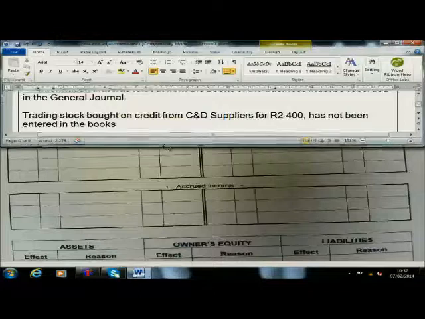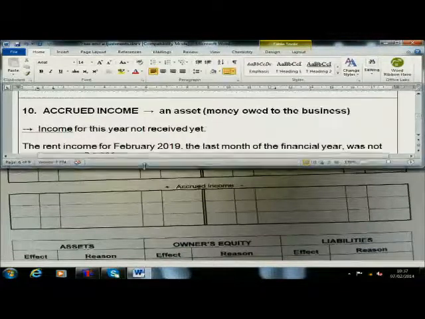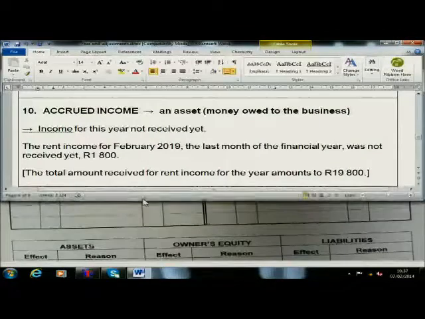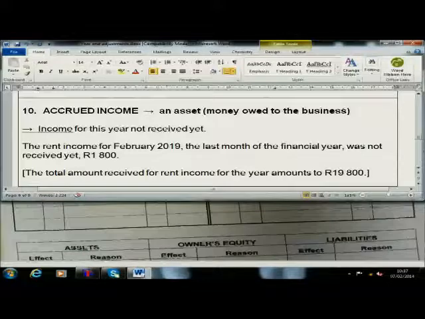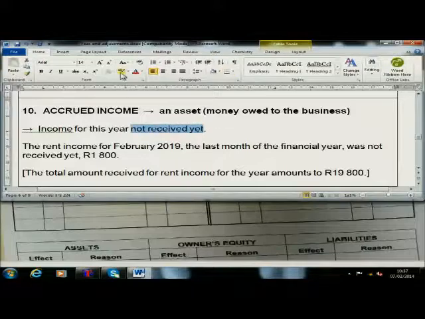One of our adjustments that includes a temporary account is accrued income. This is an asset to the business because there's money owed to the business. Listen to the word, accrued income. Accrued income means income for this year, not received yet. That's why it is accrued. Accrued is always not received yet.